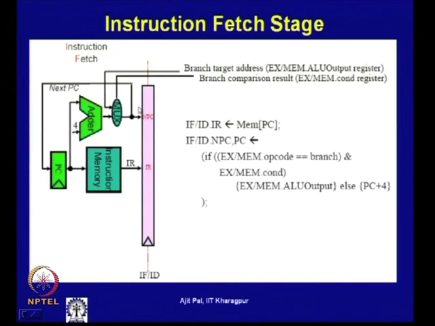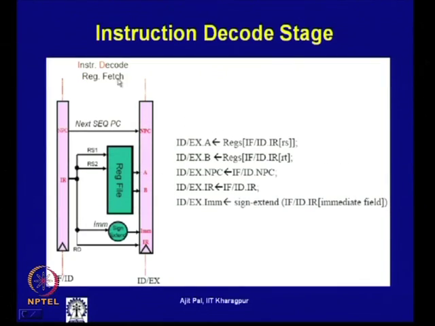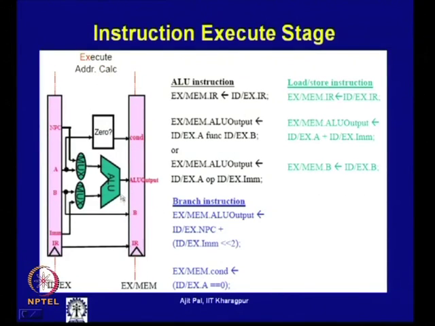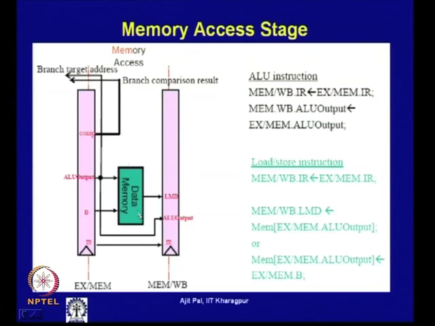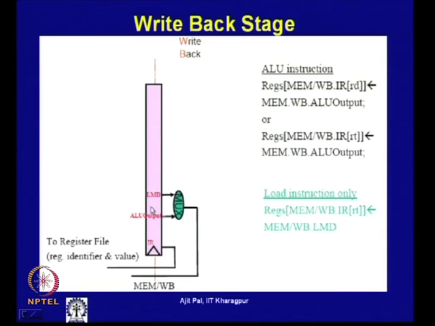For example, after instruction fetch, the instruction is stored in this instruction register. After the instruction decode, the data which is read from the registers is again stored in the pipeline registers. So, various values which are generated in a particular stage are stored in these pipeline registers. Similarly, after execution, the results are available in these pipeline registers. Similarly, whenever memory access is done, the result is again stored in the pipeline registers.